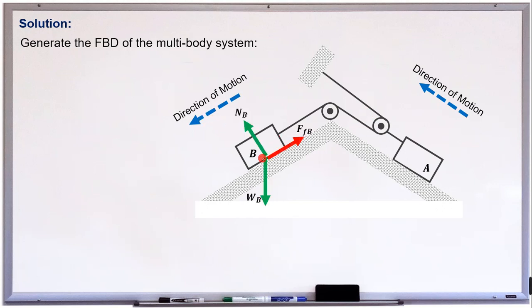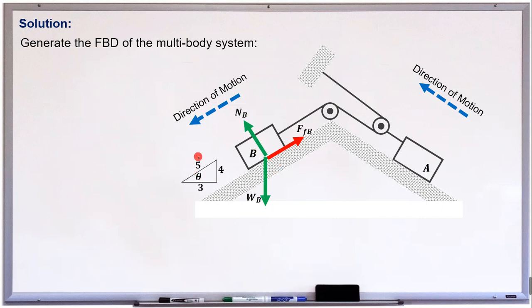Next, we will consider the forces that exist on our block B. So we have the weight of the block B, and the frictional force shown by this red arrow. So this is FFB. And as you can see, the frictional force is always opposite to the direction of motion, because that is the purpose of friction, which resists the object from moving, or it is opposite to the direction of the applied force. And we also have the normal force that is being exerted by the inclined surface.